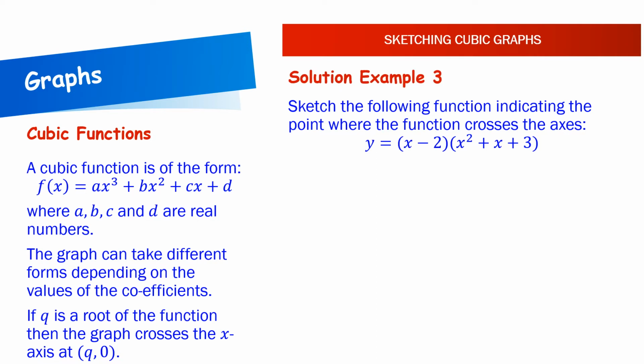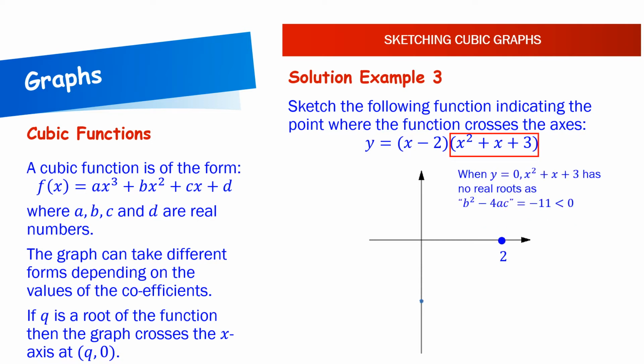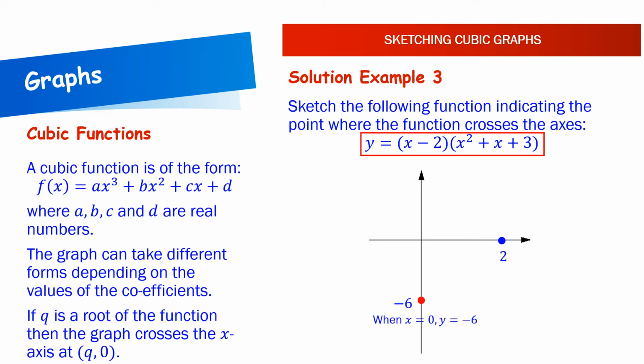So let's solve this. We are required to sketch the function y equals x minus 2 times x squared plus x plus 3. So when y equals 0, x equals 2, or x squared plus x plus 3 equals 0. However, x squared plus x plus 3 does not have any real roots, as b squared minus 4ac is negative. Also, we have that when x equals 0, y equals minus 6.